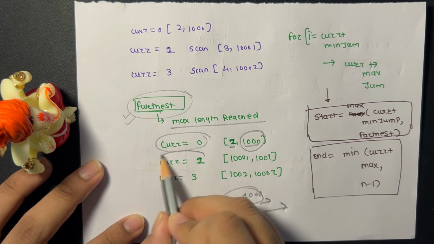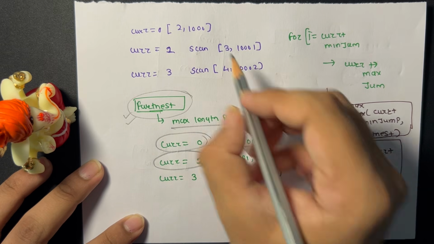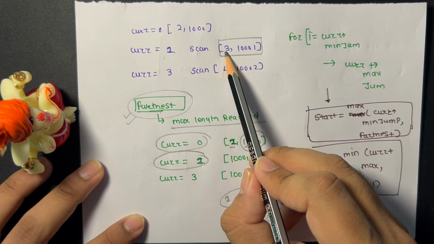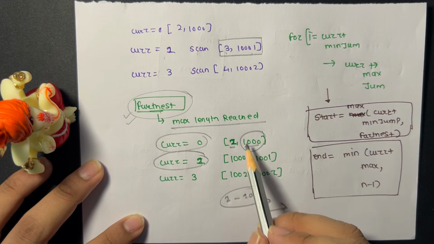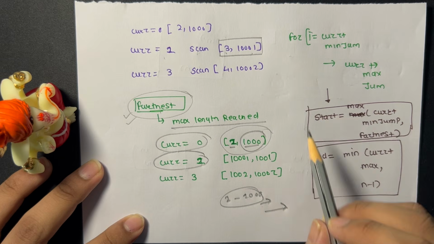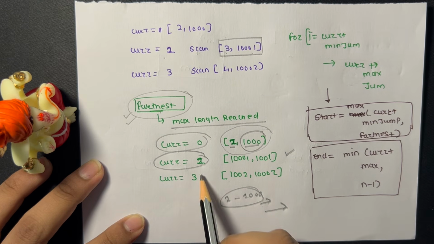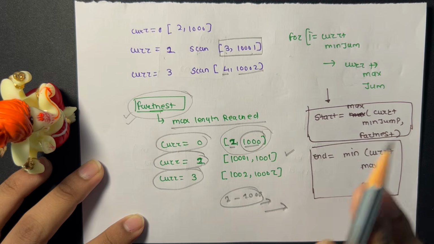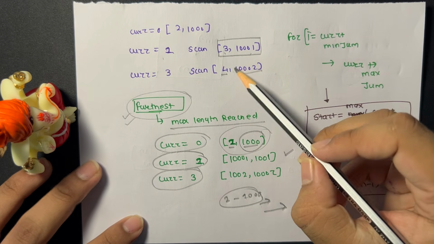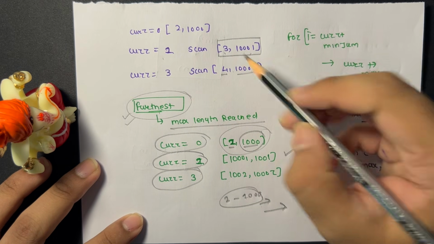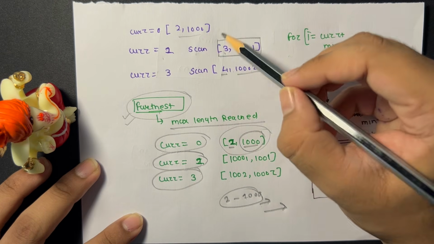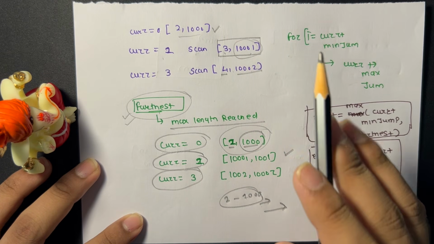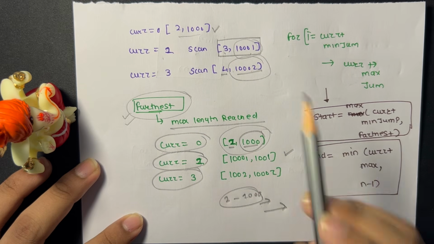So when you are scanning for current equal to 2, the range was 3 to 1001. No need to calculate for 3 to 1000, you have already calculated previously. Okay, calculate for 1001 only. So this thing, when current equal to 3, we were scanning from 4 to 1002, right? But if you see 4 to 1000 was scanned here only, and the 1001 guy was scanned here. So just calculate for 1002.